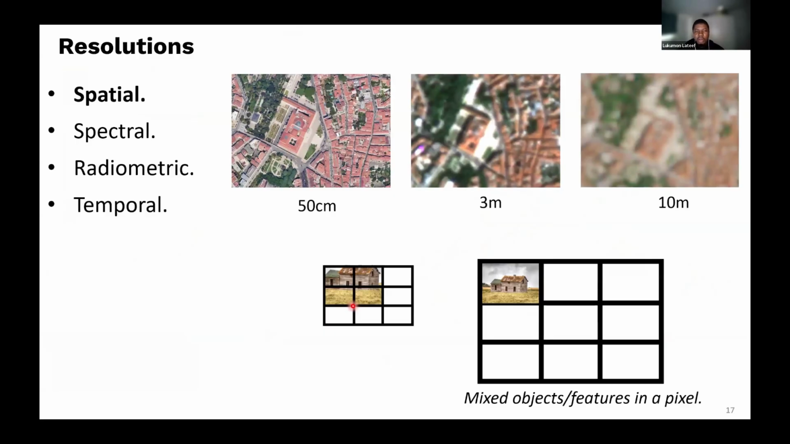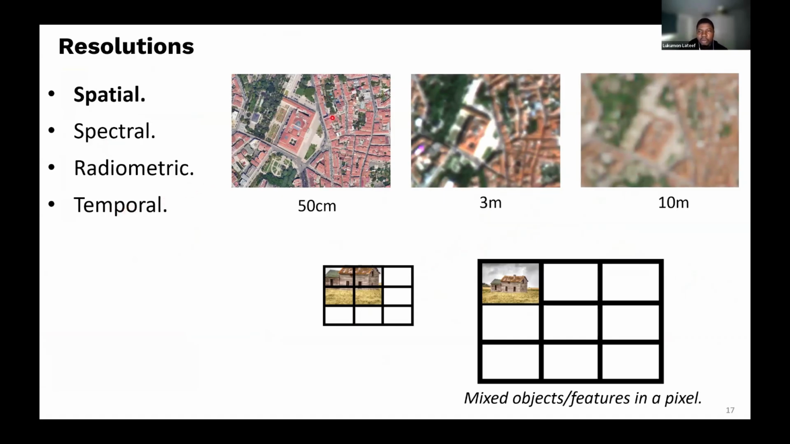So before we go deep into the image analysis part, I would like us to understand the impact of resolution on the image. We have 4 major types of resolution: the spatial, spectral, radiometric, and the temporal resolution, which I'm going to elaborate further.